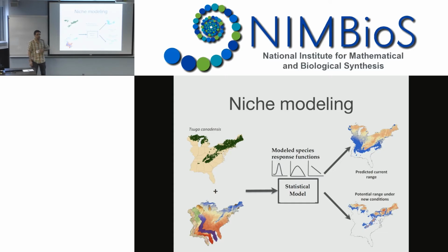And then, we're interested in range shifts here, so we're going to then project this model to future climate scenarios and say, oh, this is where the species might occur on the landscape in the future. And for hemlock, we already know that this is a lie because hemlock woolly adelgid is going to wipe out this species before it really ever gets a chance to do too much range shifting, probably.